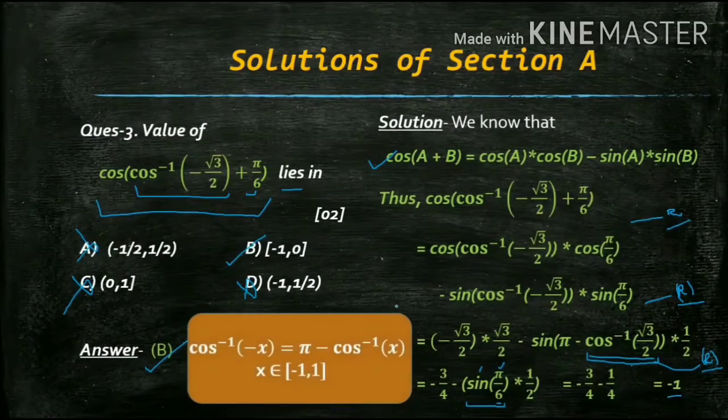Let's move to the fourth one. Okay, I have written the reasoning over here: that cos inverse of negative x is pi minus cos inverse x, for x belonging to the closed interval minus 1 to 1. So this type of reasoning you have to write.